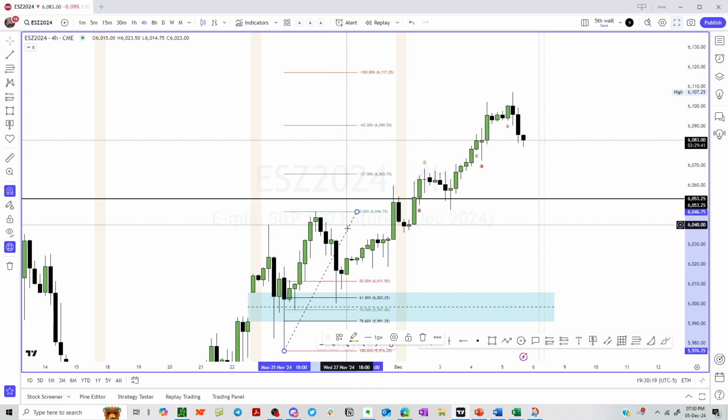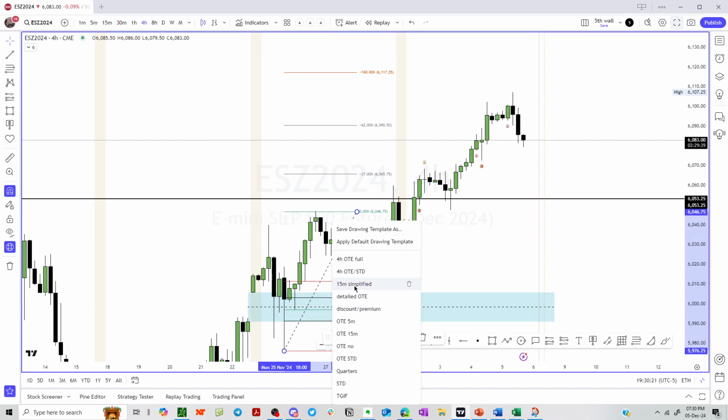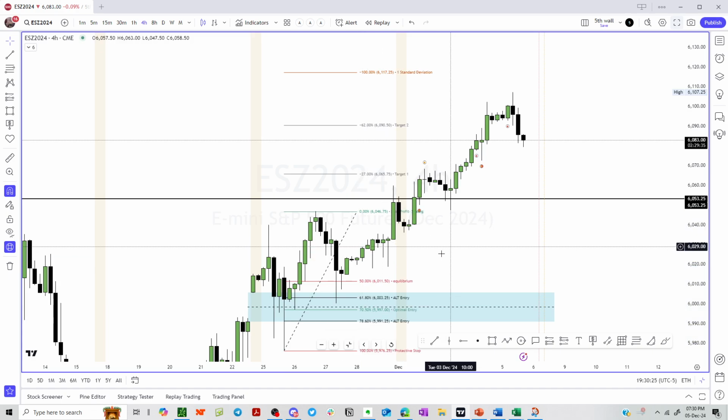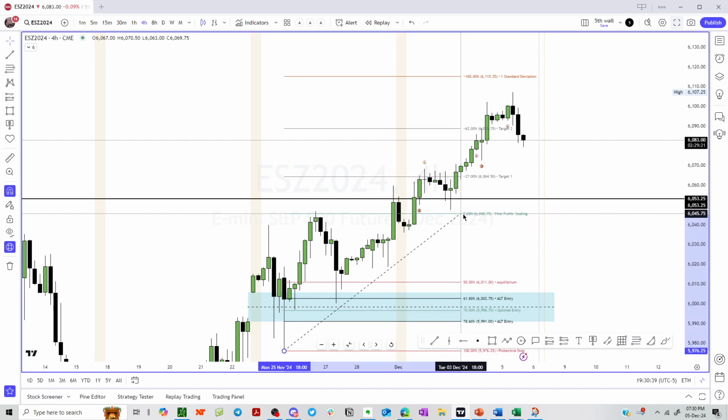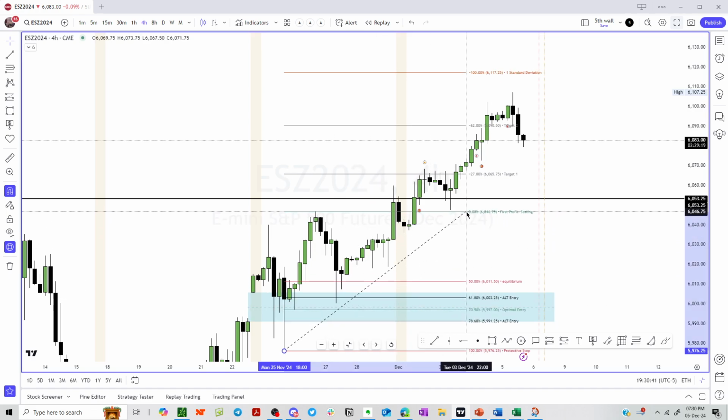Where's the detailed version? Time frame is this 4 hour. I call it alternate. This is the optimal trade entry, and these are two alternates. If you are fearful you may miss the entry, then you're going to do the 61.8, and that's what that says there. First target, first profit scaling, target 1, target 2, and 1 standard deviation.